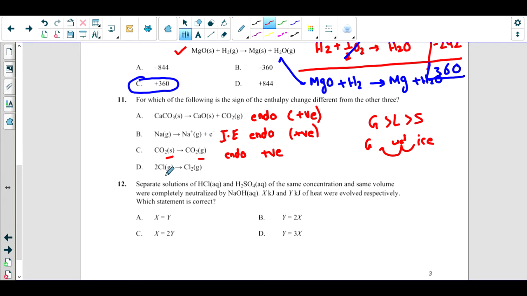But here in the fourth one, if you look, this is chlorine atoms becoming chlorine molecule. So chlorines are joining, bond formation is there, and we know that bond formation is what? It's an exothermic process. So this one will be exo, the sign will be negative. So the correct answer in this case is D.